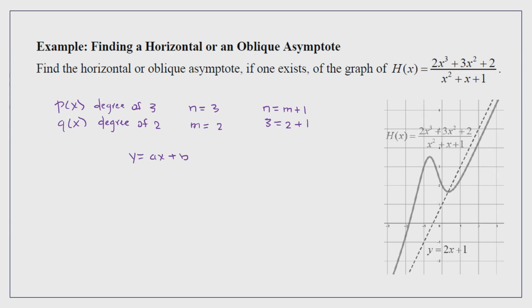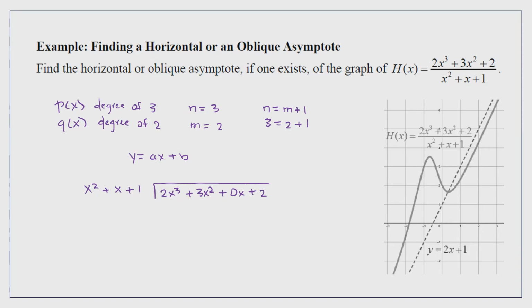So to find this equation, we're going to have to divide our rational function using polynomial division. So we'll have x squared plus x plus 1, and then we'll have 2x cubed plus 3x squared plus 0x. I need a placeholder for x, plus 2.